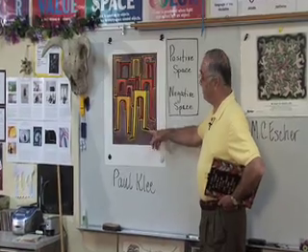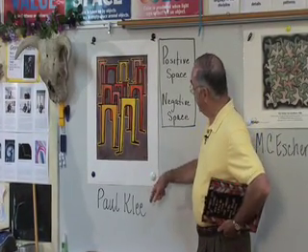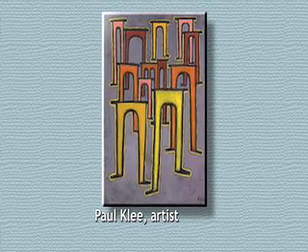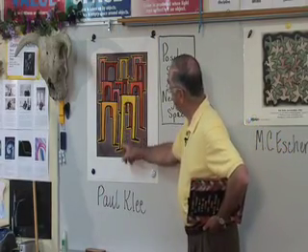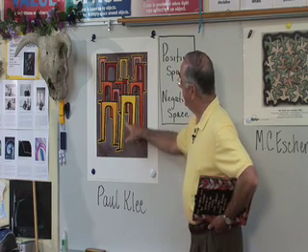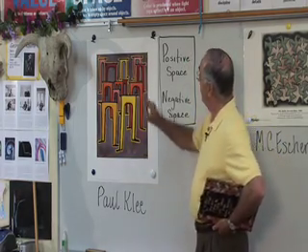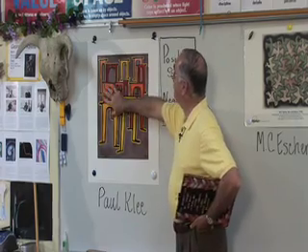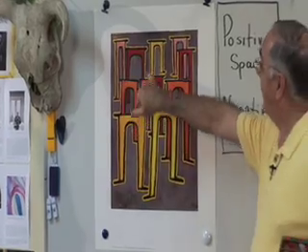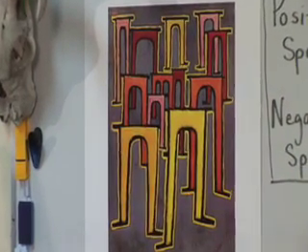Take a look at this picture right here. This is by Paul Klee, and he has created this design that repeats all throughout the picture, and in it is positive and negative space. If you look at this piece right here, this yellow one, the area that comes between these two yellow legs, so to speak, is negative space. Up here, we have a similar one. It's hidden behind that one, but the red is the positive space, and the gray background is the negative space.